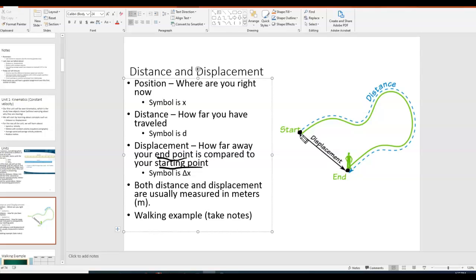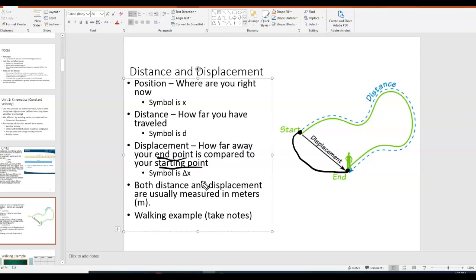So in other words, if instead of taking this green path, I went from the start to the end point like this, my distance would be much shorter because this black line segment is much shorter than the green path, but the displacement would be the same. The reason the displacement would be the same is because my start position is the same, my ending position is the same, and those are the only two factors that affect displacement. So that's the difference between distance and displacement.